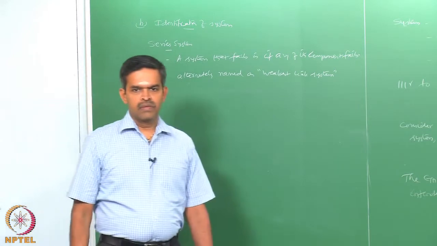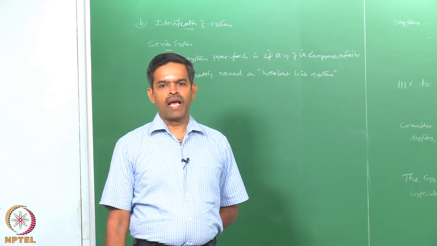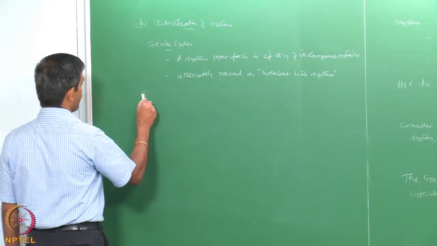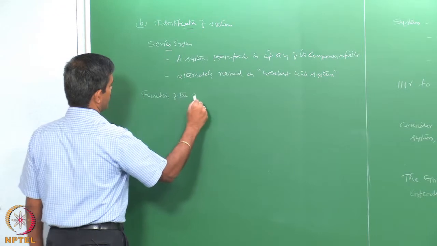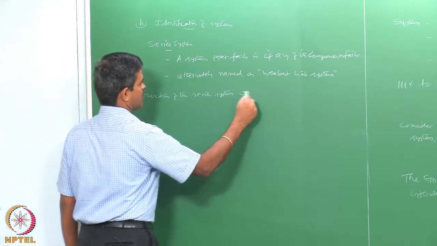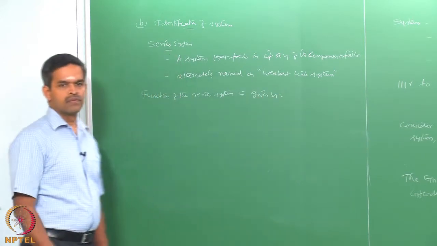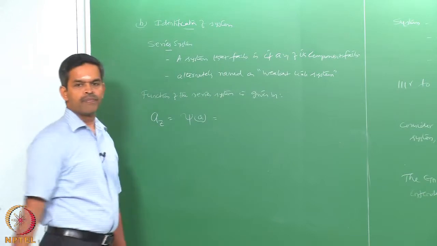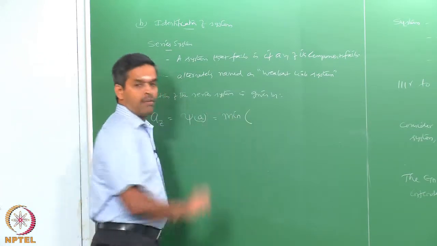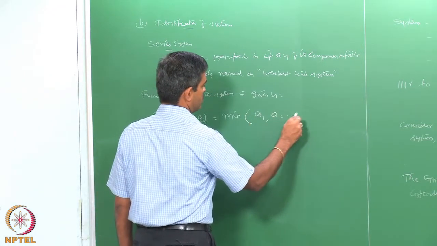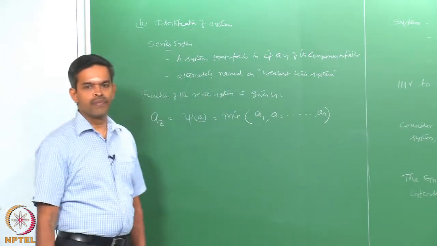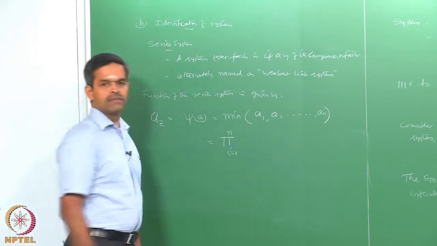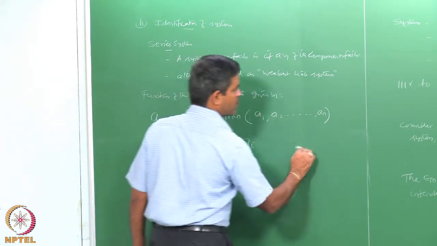We can give an example. Let us say a chain is considered to be as strong as its weakest link. Now, the function of the series system can be given by psi of A, which is the minimum of A1, A2, ... An, which can be expressed as the product over i equals 1 to n of Ai. Call this equation number 4.